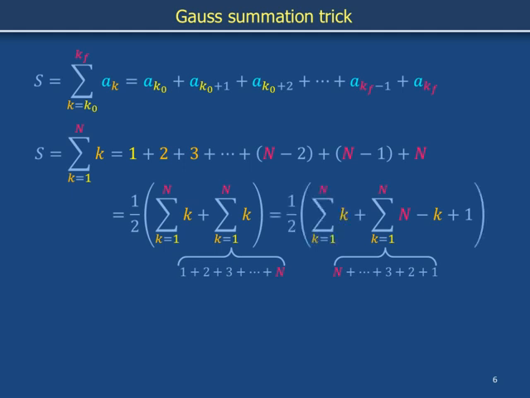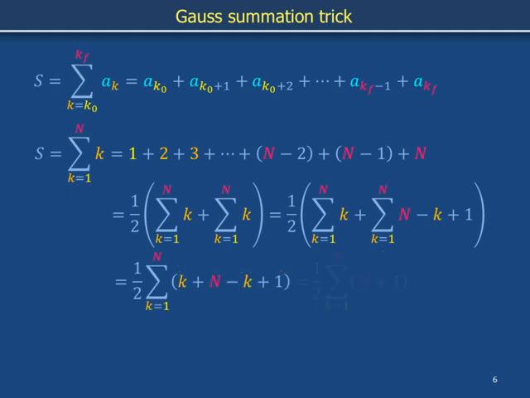Because the indices on both sums are now aligned, we can add their contents, that's the k and the n minus k plus 1, inside a single sum. You might want to revisit this point and sketch an inescapably persuasive figure, starting with the graphically illustrated definition of a sum on slide 2.